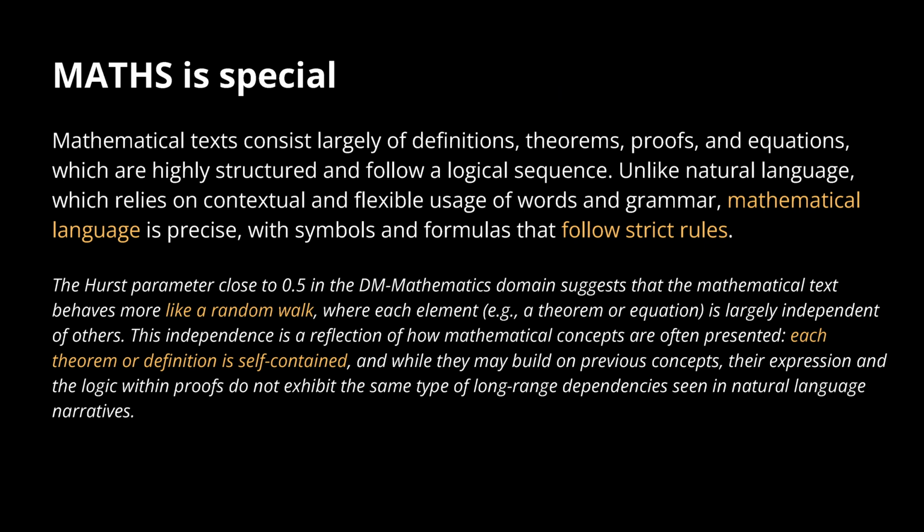They try to explain this, that unlike our natural human language, which relies on contextual and flexible usage of word and grammar, the mathematical language is much more precise, with symbols and formulas that follow very strict rules. And this very special Hurst parameter in the mathematics domain suggests that the mathematical text behaves more like a random walk. You remember? Stochastic system? Yes, random walk, where each element, so each mathematical theorem or each mathematical equation, is largely independent of others.